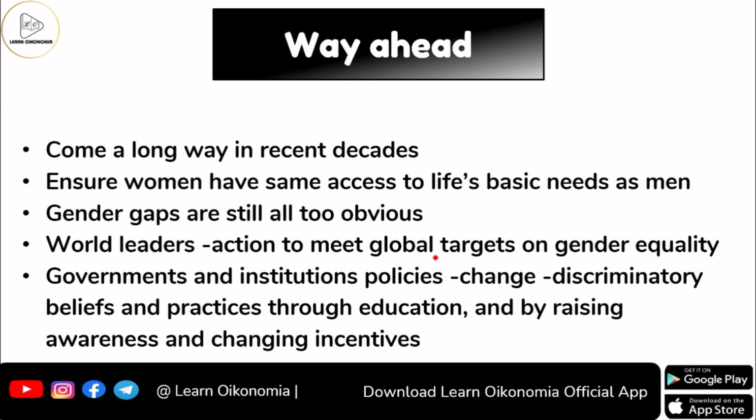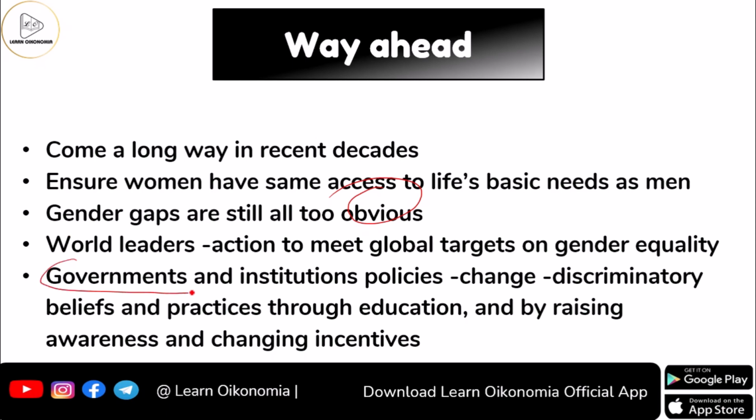We have come a long way when it comes to the gender equality slogan that we are raising, and in order to ensure women their rights, we have to close, at least to an extent, this kind of gap. The gender gap is something that is very obvious even now. World leaders take so many actions, they go for protests, they go for slogans and so on, so as to create gender equality.